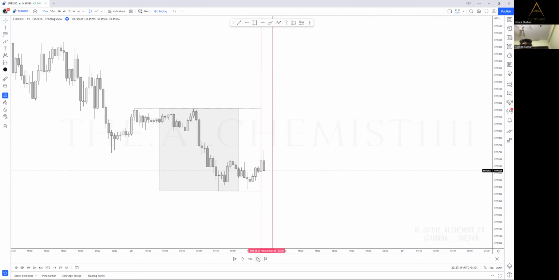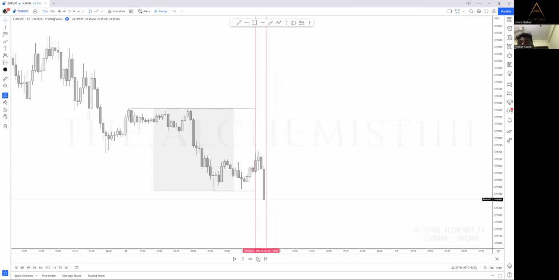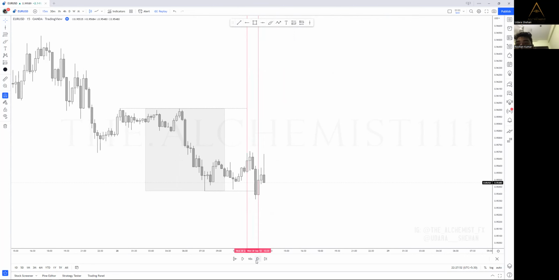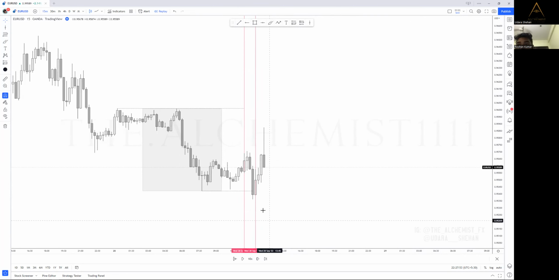So let's see. Okay, there it comes down. Manipulated the Asian low. But can I buy it here? No, right? Who knows if it wants to come somewhere else on here? I do not know. So I'll wait. Okay, there we get the break. Can you see that? Right at London Open, it created a strong low. So we get the breakout structure right here.